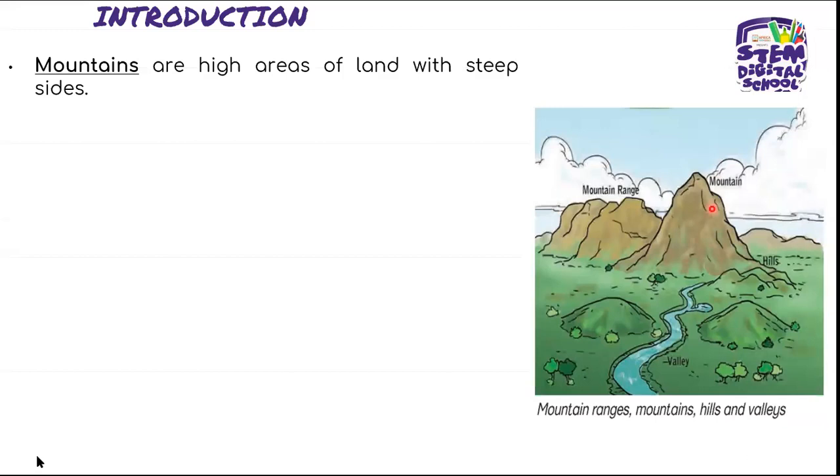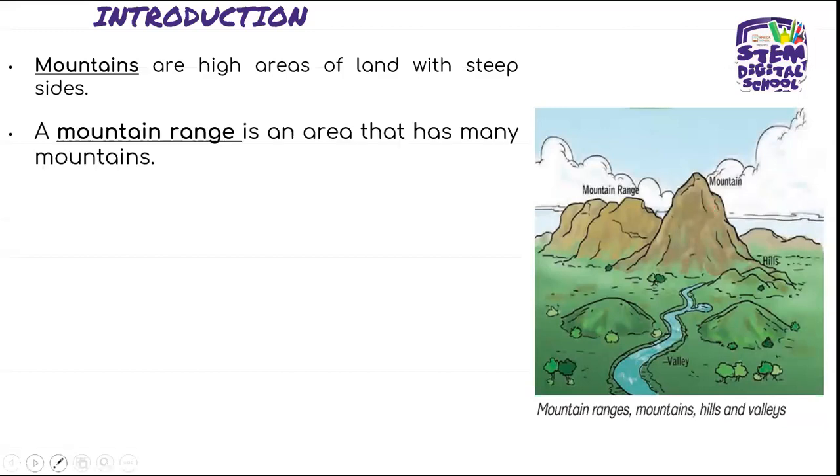We also have a mountain range. A mountain range is an area that has many mountains. As you can see next to this mountain, we have a mountain range. A mountain range has many mountains that are close to each other. An example of a mountain range will be something like this. You should differentiate the two, okay?